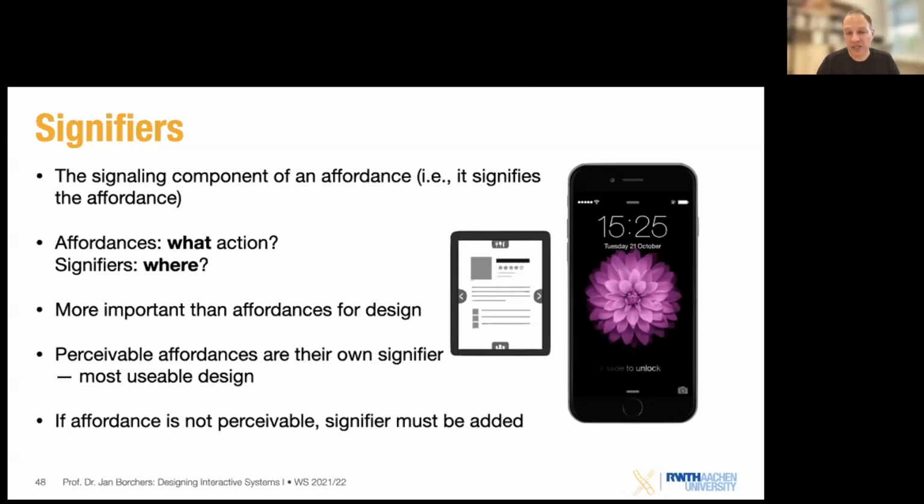It says slide to unlock. Okay, I know what to do. And with this graphical animation, I even know now, okay, I guess I'm following the light, right? I'm going to do it that way. So this is an example of a signifier in the interface where the affordance is the touchscreen. The signifier is this animated slide to unlock button there.